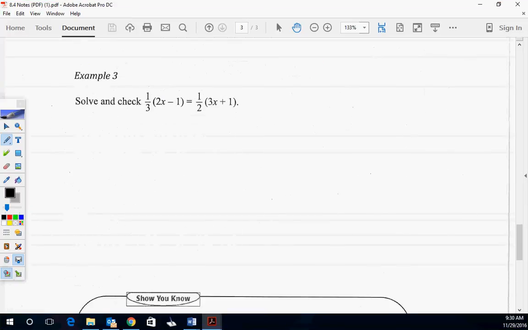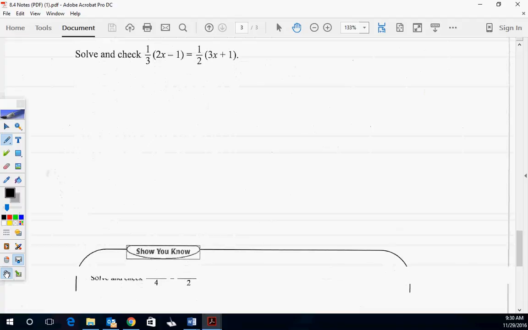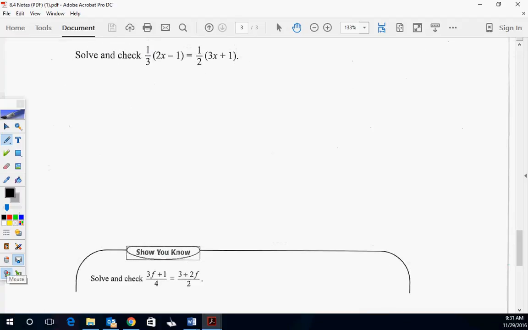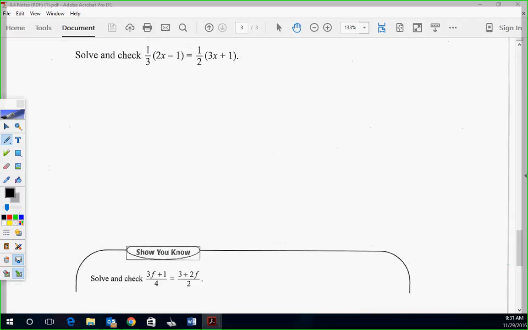So, example 3, solve and check. Here, we don't like the fractions. We've kind of talked about this idea a bit. If you don't like fractions, we do have a strategy to get rid of them right away. What is that? Do you guys remember? Common multiples, right? That's the part a couple of you were asking about. Remember you asked about common multiples in the packet? They're all over that.